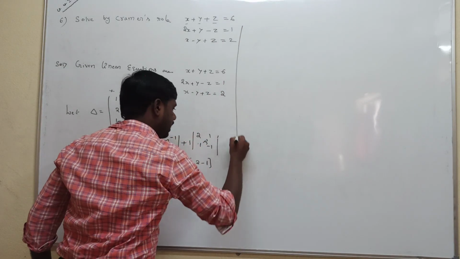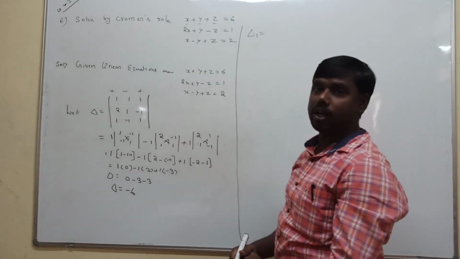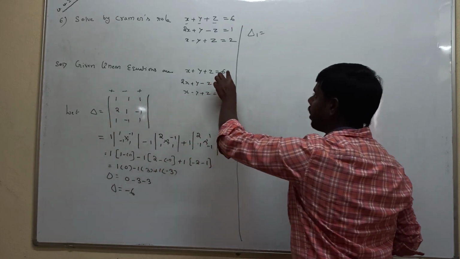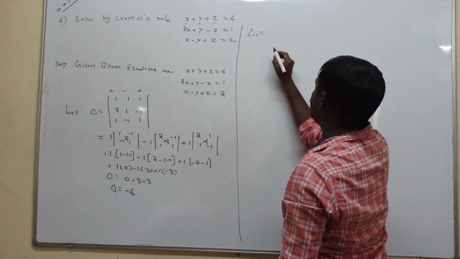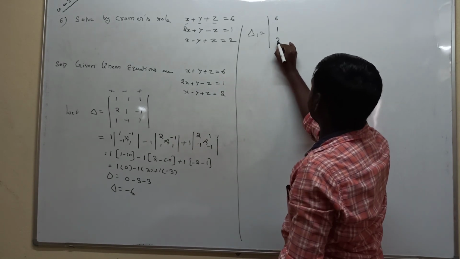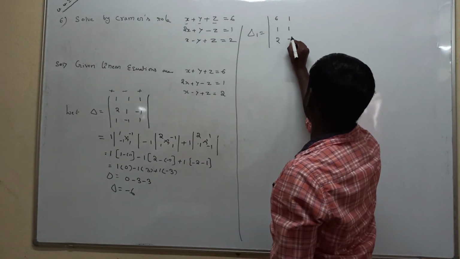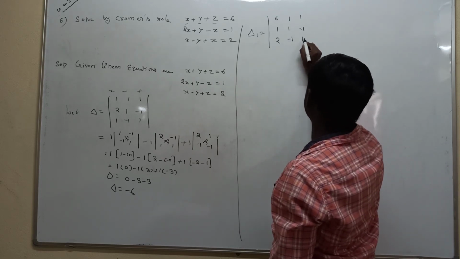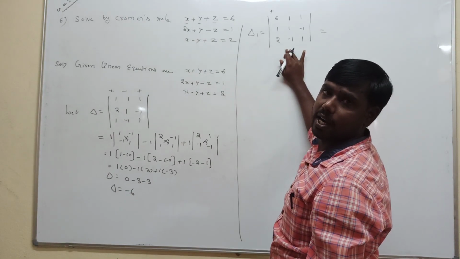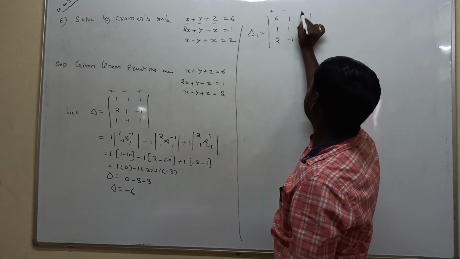Next, calculating delta 1, delta 2, delta 3. Delta 1: which values do we take from delta? The first column is replaced by the constants D1, D2, D3, whose values are 6, 1, 2. From delta, the first column is replaced by the constant values 6, 1, 2. Next, the second and third columns are as this: 1, 1, minus 1, 1, minus 1, 1. Now this one is also a 3 by 3 matrix, so cross multiplication is not a possibility. That's why we now consider plus, negative, plus.